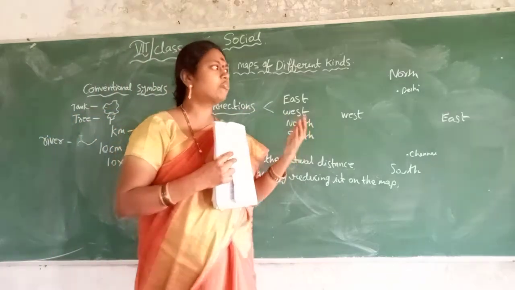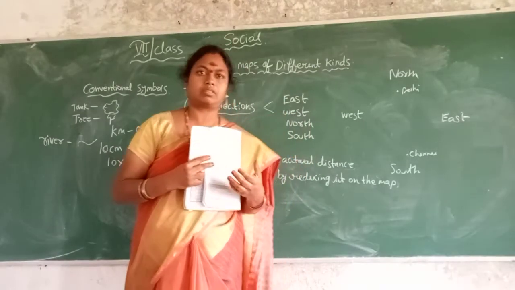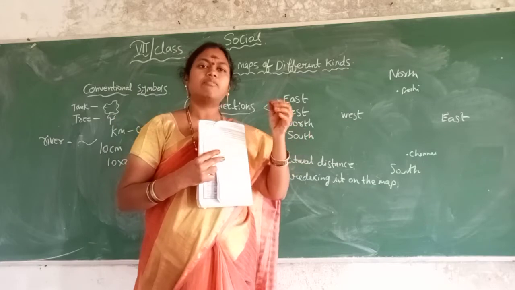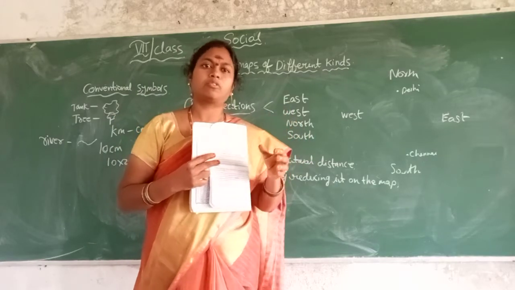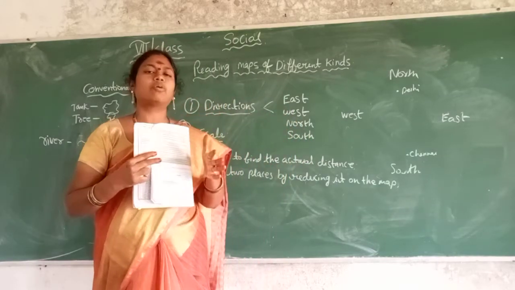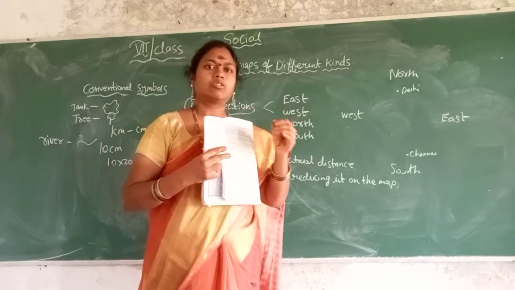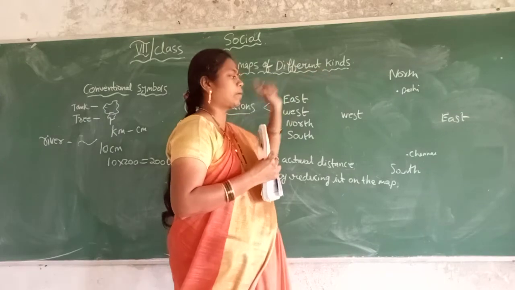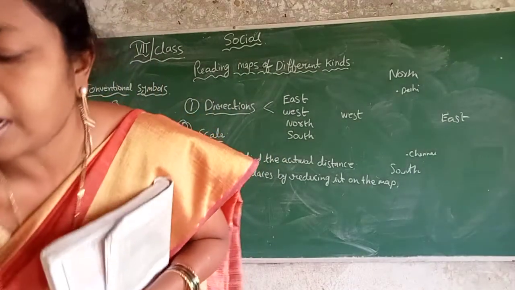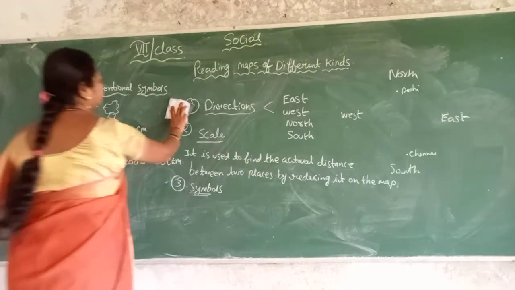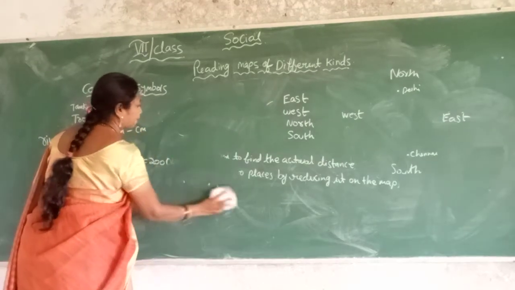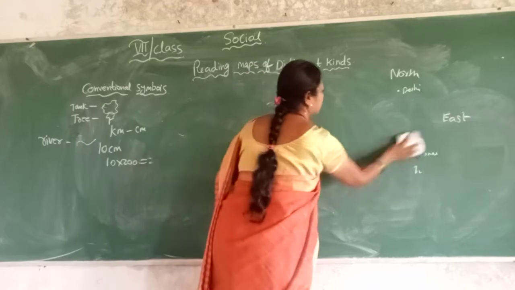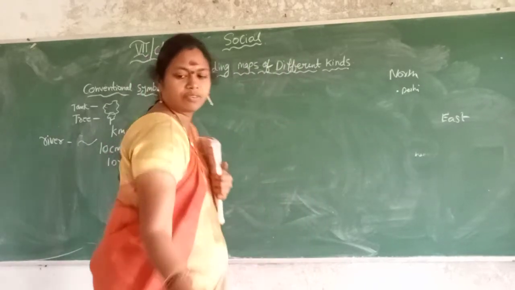For example, you want to show the climatic conditions, you want to show temperature, you want to show rainfall. For everything, they need a map. So all these features cannot be shown in one single map. That is the reason why we will use different kinds of maps. So there are so many different kinds of maps. Let us see here.